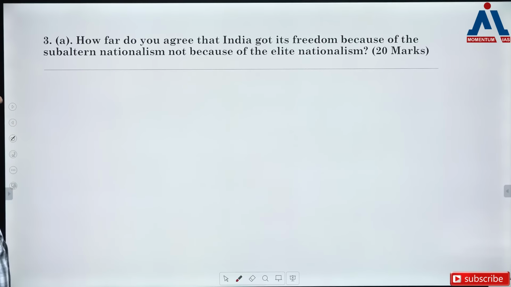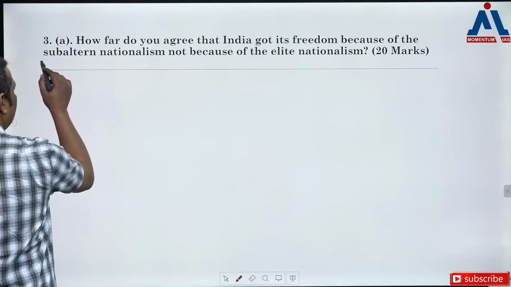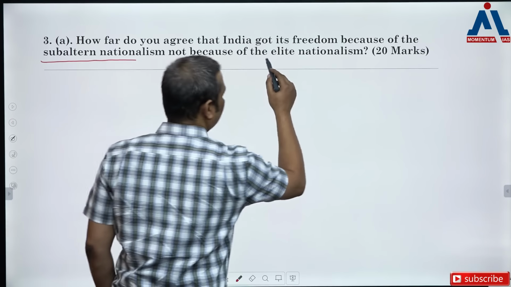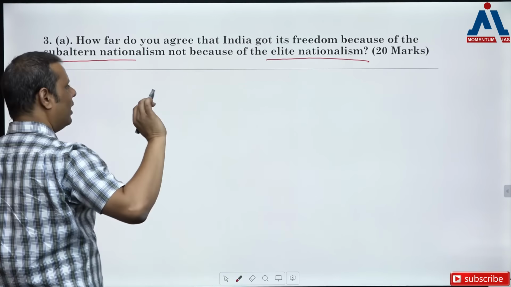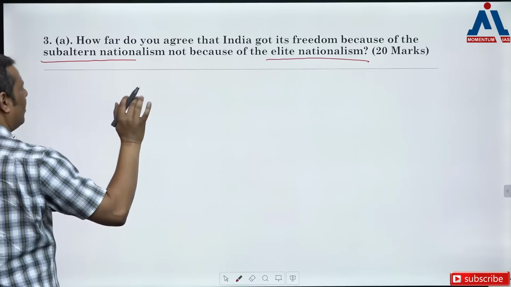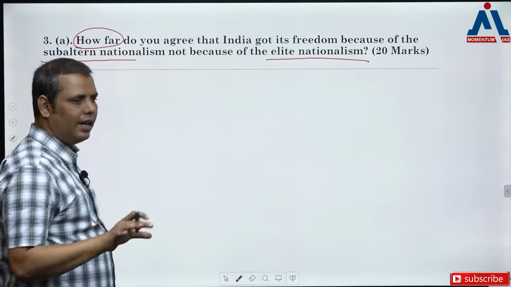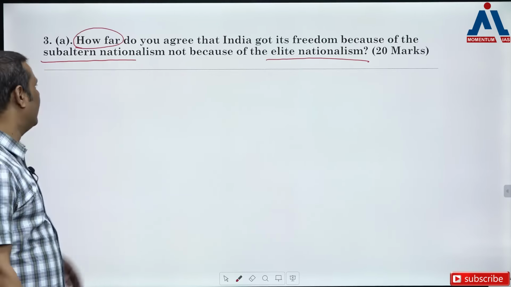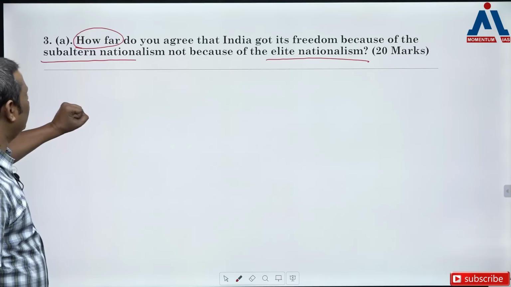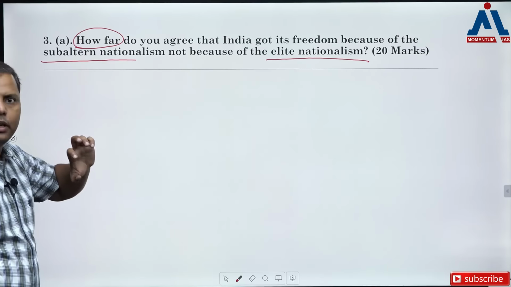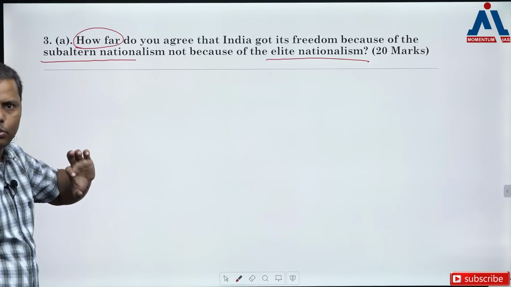How far do you agree that India got its freedom because of the subaltern nationalism, not because of the elite nationalism? Now this question is again very tough to be answered, but yes, don't get into that debate. Rather, you just make a balance. So how far, this is asking you to evaluate, and that's why you have to be very tricky here. Now this question is asking whether India won its independence because of elite nationalism or the subaltern nationalism.